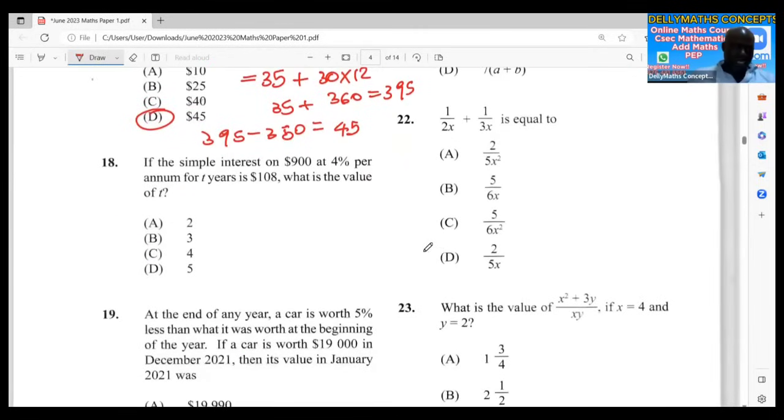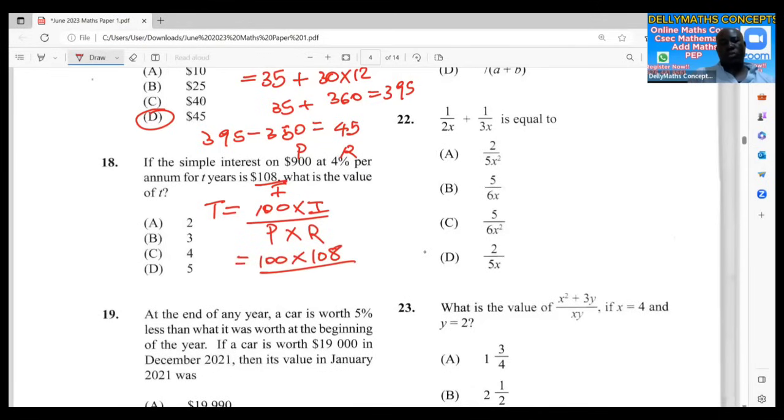Number 18 says, if the simple interest on 900 at 4% per annum for T years is 108, what is T? T refers to time. This is my principal, this is my rate, this is my interest. 100 times my interest over P times R would give me T. So it's going to be 100 times 108 over 900 times 4. You could cancel out. For example, the 100 and the 900 leave 9. 9 into itself is 1. And 9 into 108 will give me 12. 4 into itself 1, and 4 into 12 is 3. So I'd have 3 as the answer right there.